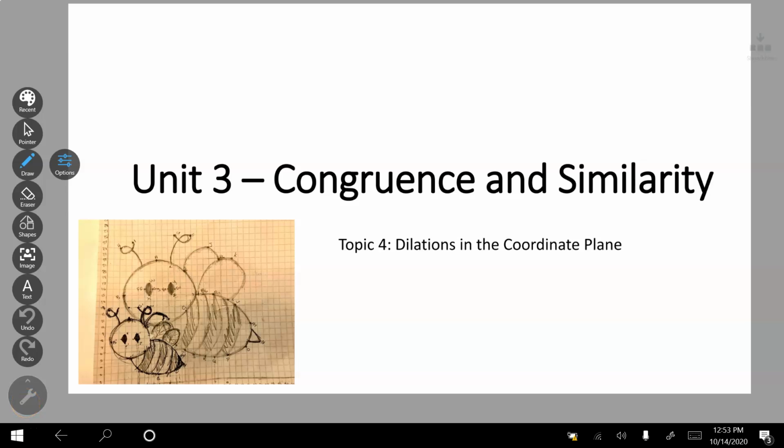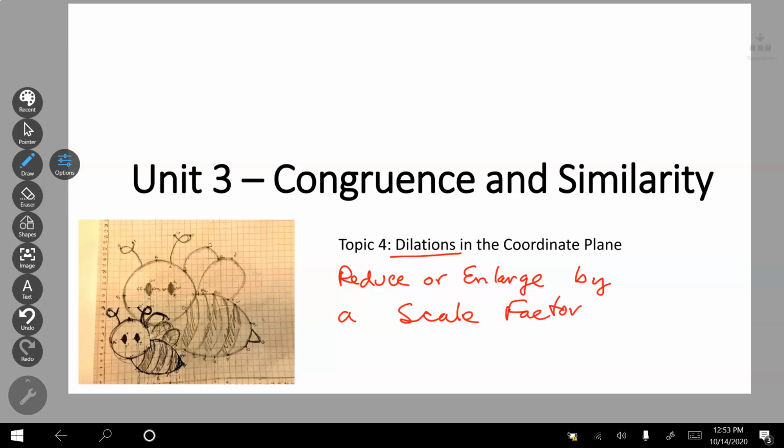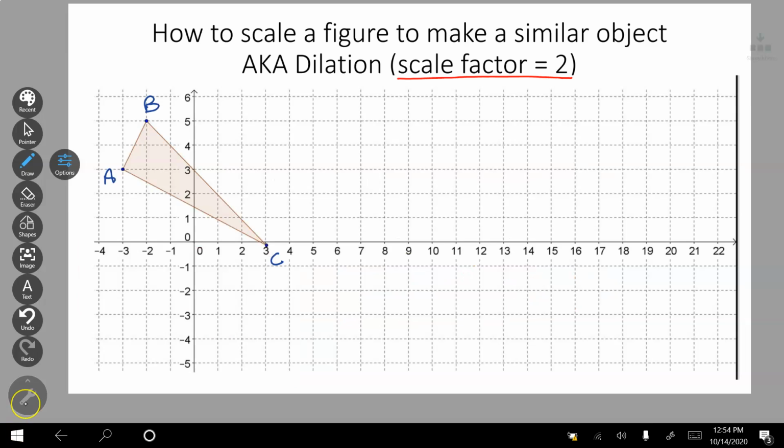Okay, welcome to topic 4, dilations in the coordinate plane. Dilations is just a word for when you take a figure, a triangle, whatever we're working with, and you reduce or enlarge the size of it by a given scale factor. So we're probably going to be working with a lot of triangles, and we're going to either reduce them or enlarge them by whatever factor it tells me to do it by.